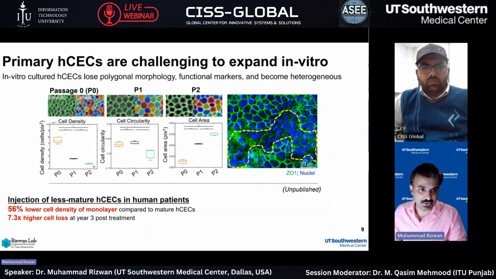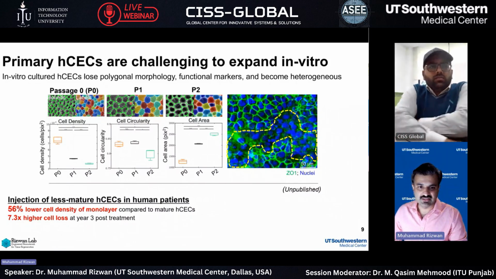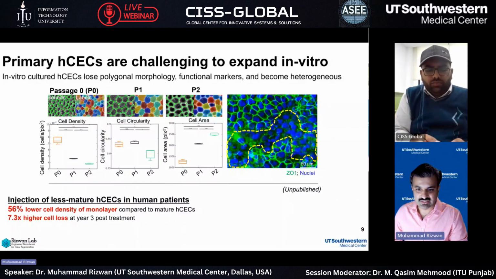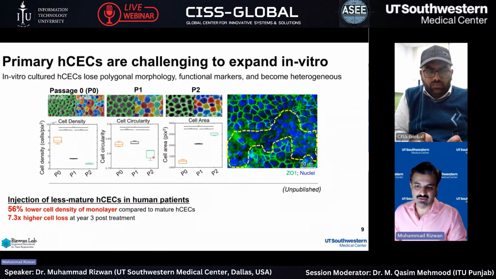For example, you see that at different passages or different days during cell culture, we use this image analysis technique to basically show that the cells start to gradually become bigger. So the cell area increases over different passages, the cell density decreases, and the cell circularity also decreases, which indicates that the cells are kind of losing their characteristic shape, which is a marker that these cells are differentiating into other cell types. Basically, these are not the pure corneal cells when you try to grow them in the lab.